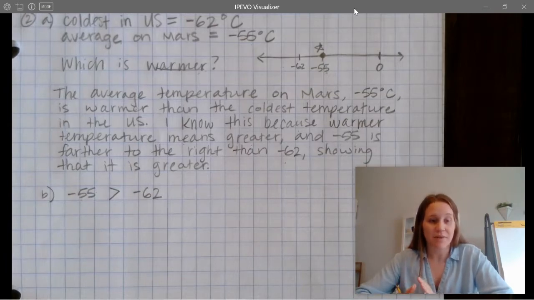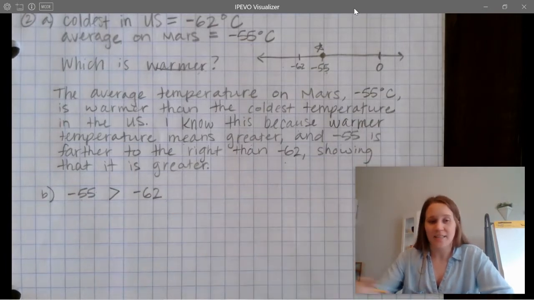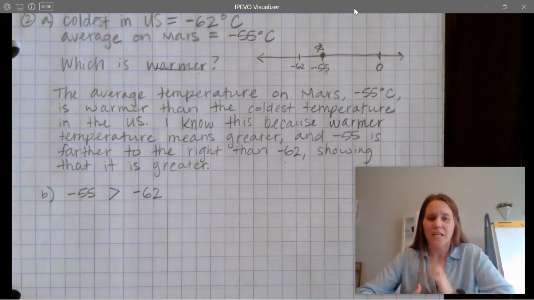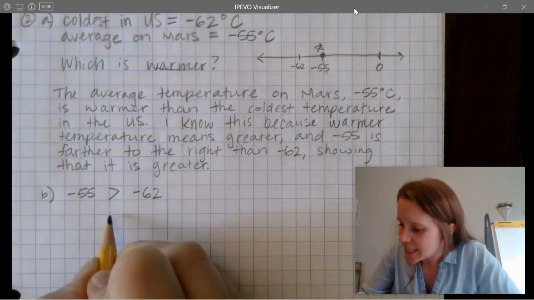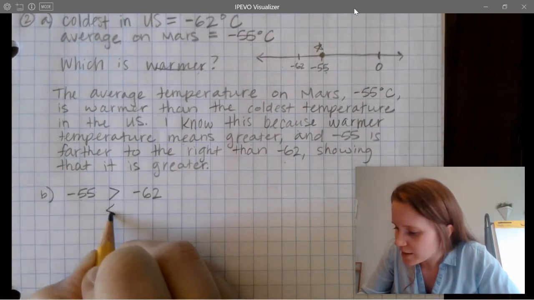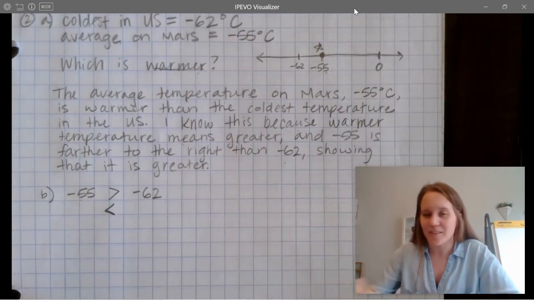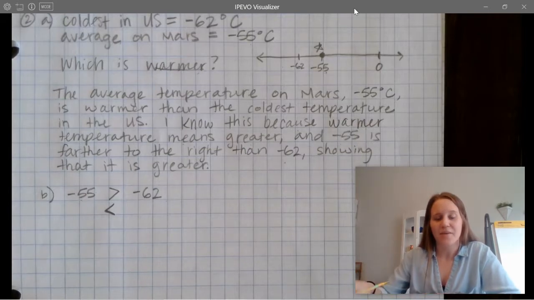So it said write an inequality to show my answer. Here it is. Negative 55 is greater than negative 62. You could also write this using a less than sign. Could you write an inequality using a less than sign that compares these two numbers? Go ahead and write what you think. Just take 15 seconds.